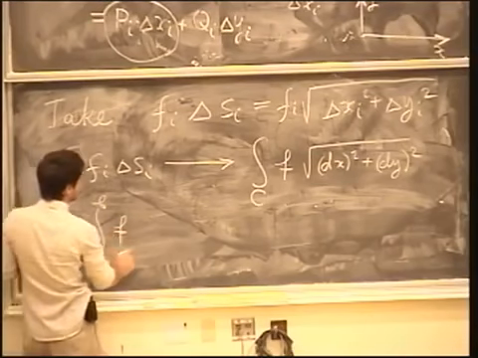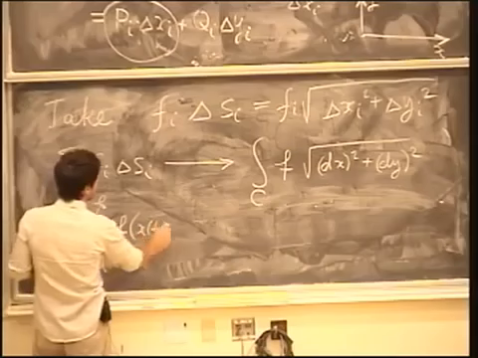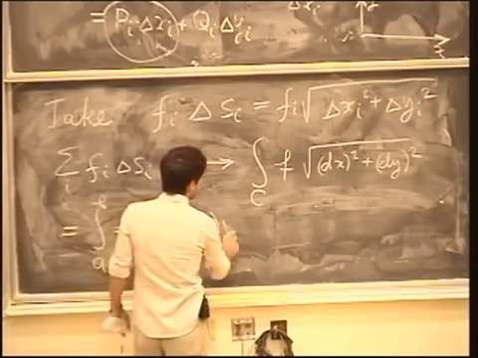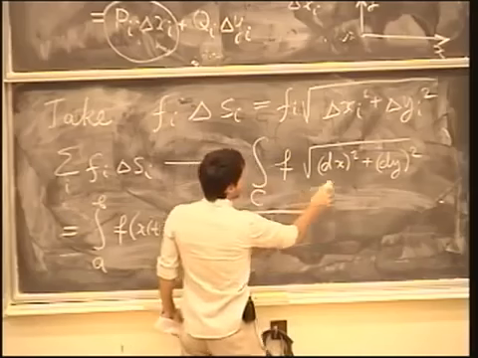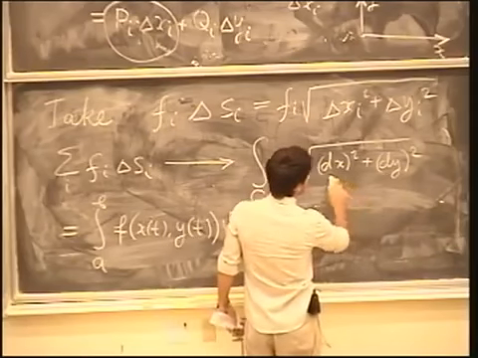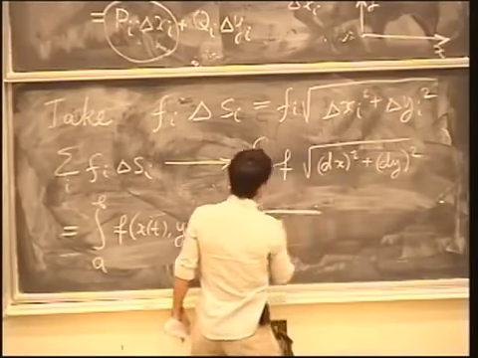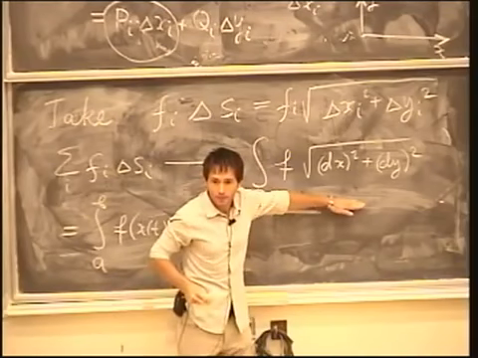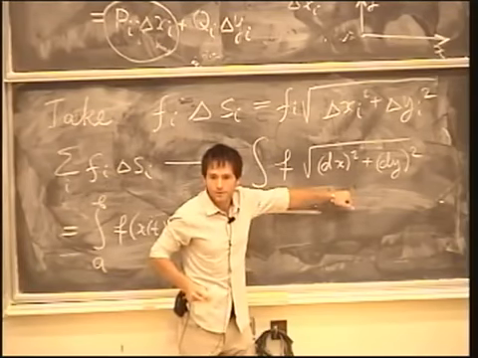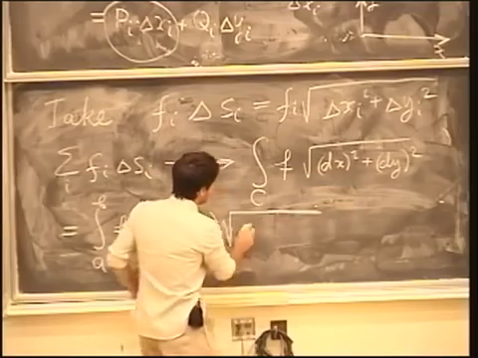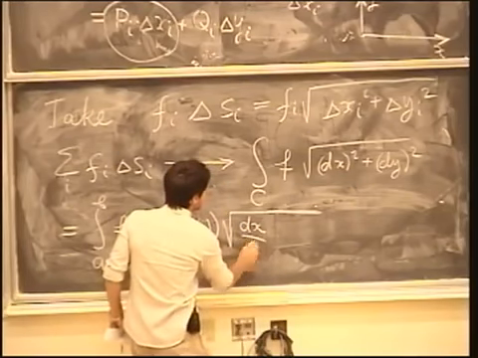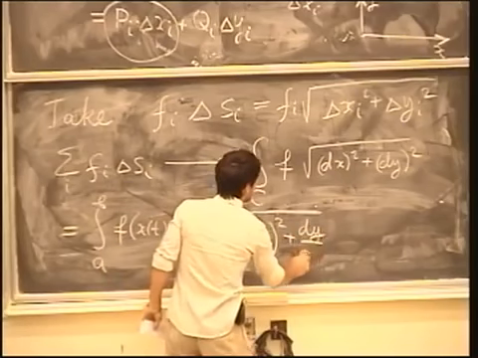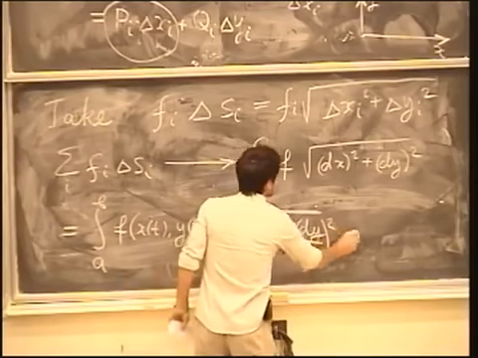We'll have here f, where we'll substitute x as a function of t and y as a function of t. And then here I will make a trick. I will divide everything by dt and multiply by dt. Okay? But if I divide by dt, that means that under the square root I divide by dt squared. So I will end up with dx dt squared plus dy dt squared times dt.